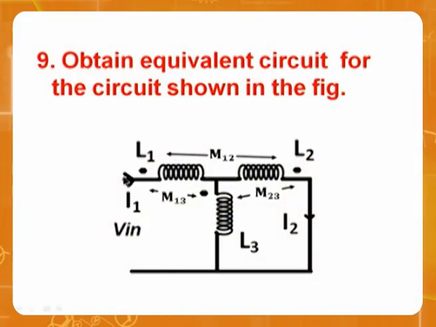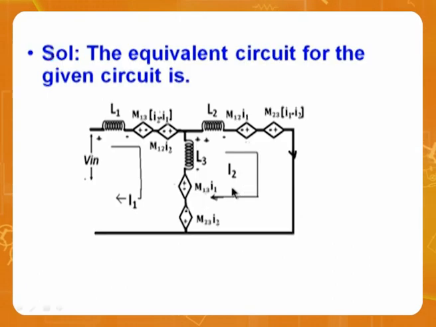Good. Now tell me one thing straight away. This is entering, this is leaving. So M12 is opposite. This is entering, this is entering. But this is entering with respect to I1, this is leaving with respect to I2. Therefore, this is going to be opposite. And here, with respect to I2, this is leaving. With respect to I1, this is entering. So you have again opposites there. So let me show you the equivalent circuit. It seems to be difficult, but try to understand.